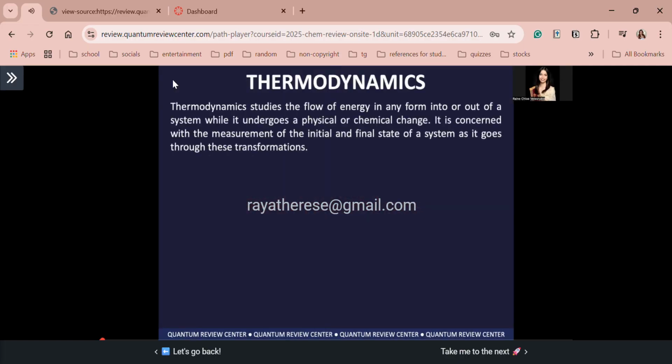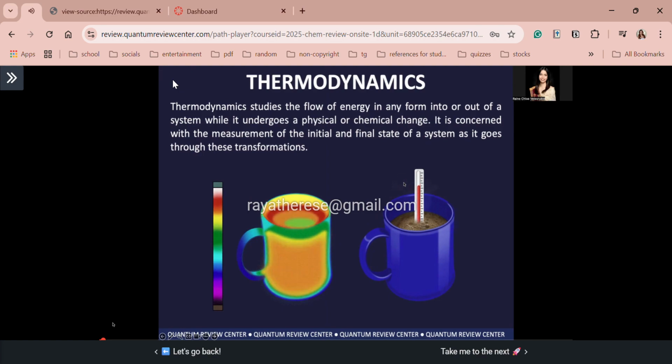Thermodynamics studies the flow of energy in any form into or out of a system while it undergoes a physical or chemical change. So it is concerned with the measurement of the initial and final state of a system as it goes through various transformations. So the term thermodynamics is made up of two words, thermo, which means heat, and dynamics, which means movement. So thermodynamics explains the movement of matter and heat.